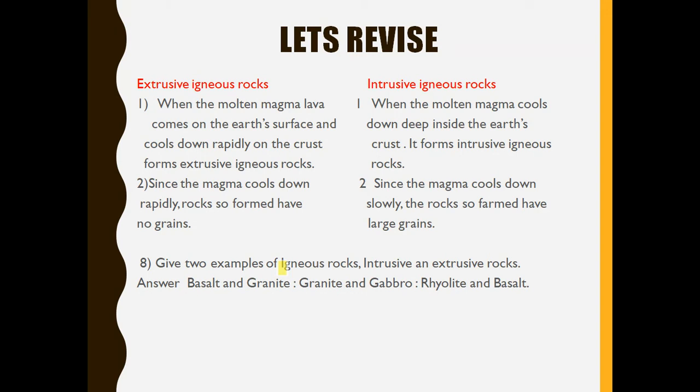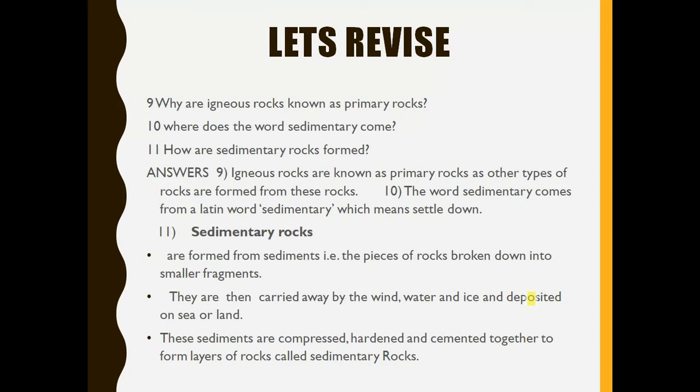Question number 8, give two examples of igneous rocks, intrusive rocks, and extrusive rocks. So, examples of igneous rock are basalt and granite. For intrusive, you can learn both from the G, that is granite and gabbro, and for extrusive, rhyolite and basalt. Now, why are igneous rocks known as the primary rocks?